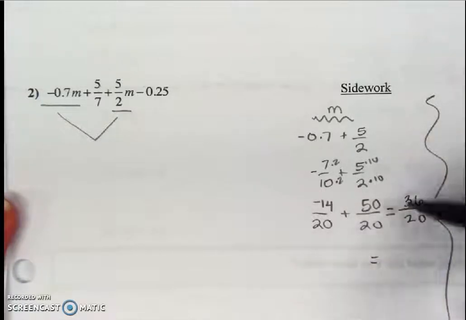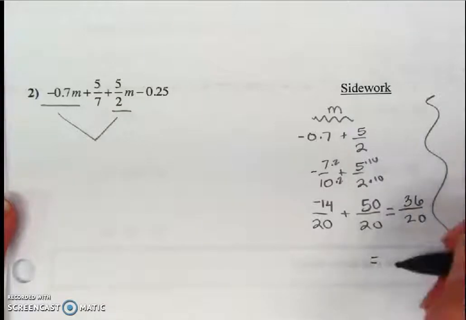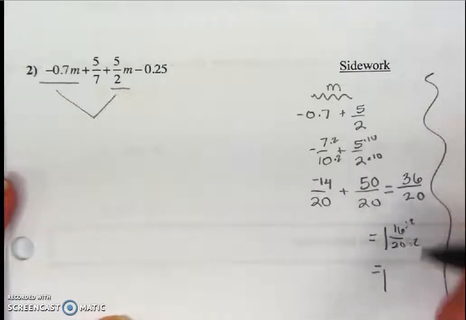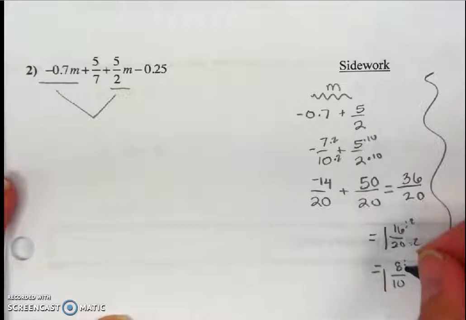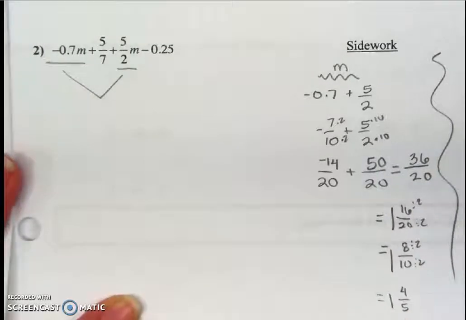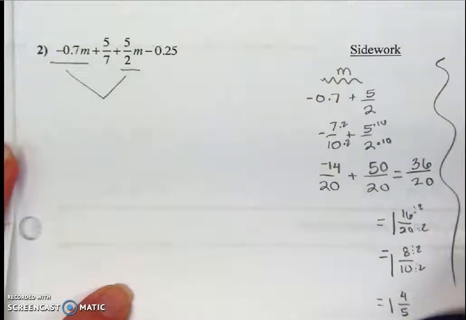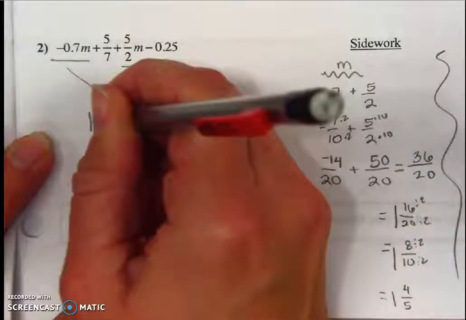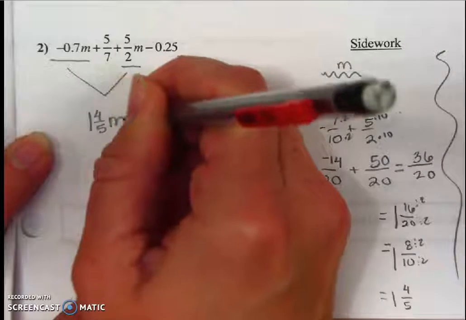And let's rewrite that as a mixed number. So let's see, I can take one group of 20 out of there, and I would have 16 left over. And I can reduce that by 2. And we get 1 and 8/10. Oh, I can reduce it more than that. Let's reduce by 2 again. So that means I get 1 and 4/5. Okay, I think that's as low as we can go with reducing. And so that's my coefficient on the M. 1 and 4/5 has the M.